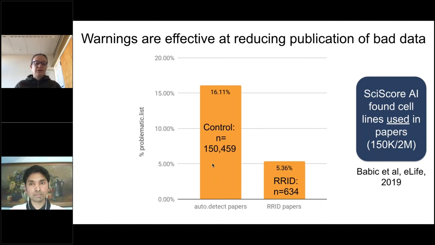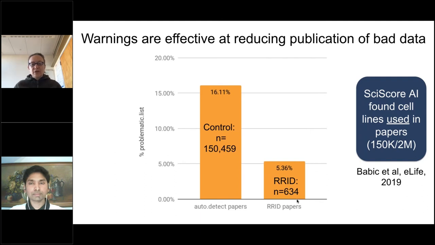And then when we looked at the 634 papers, which at that time were all that was published with an RRID identifying the cell line, then we found that 5.4% of those papers actually had used one of these misidentified or contaminated cell lines. And actually we looked deeper and it was mostly the misidentified ones, which are safe to use as long as you know which cancer this is, right?